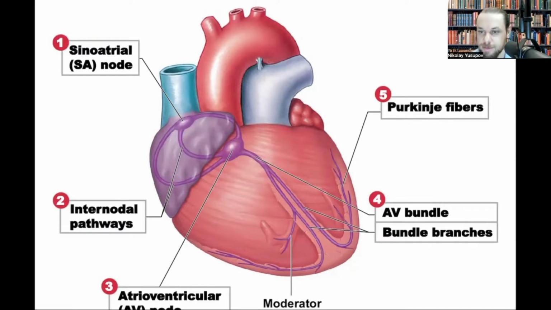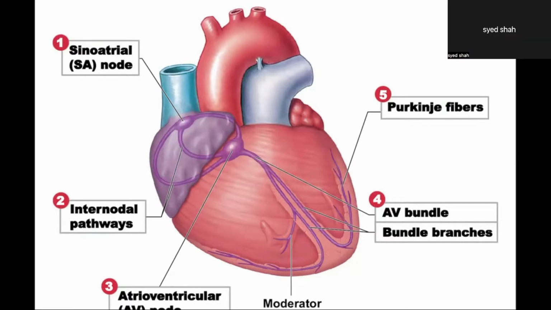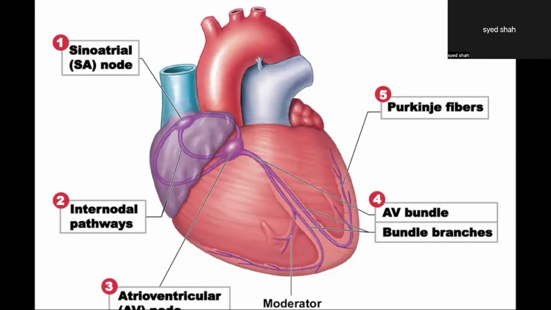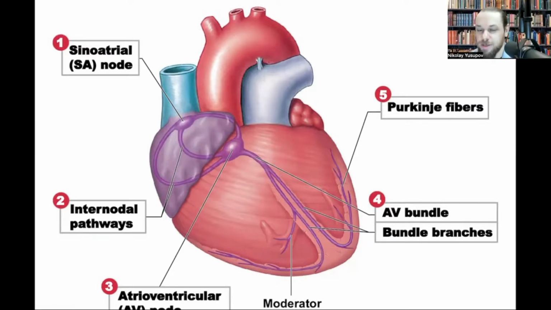The myocytes. No, which ones? The myocytes just means heart cells. All heart cells are called myocytes, and what I'm saying is not all heart cells have the capability of initiating their own impulse, the capability of automaticity.